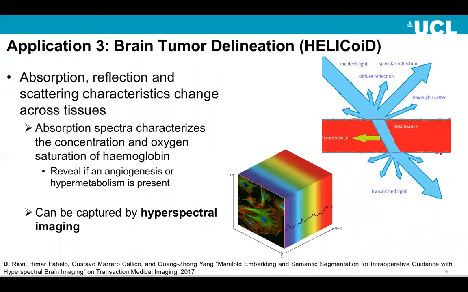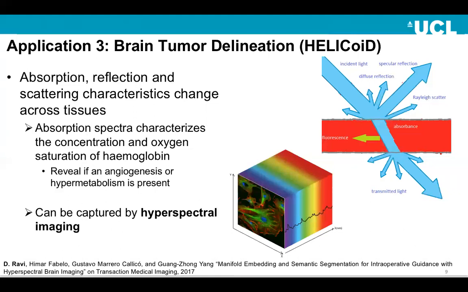Finally, the third project before the last one is this brain tumor delineation. So the idea here is to use light to characterize a tissue. Researchers have discovered that when the light hits the tissue, the light is divided into different components. These components are the absorption, reflection, and scattering. According to how these components are divided, we can discriminate the tissue.